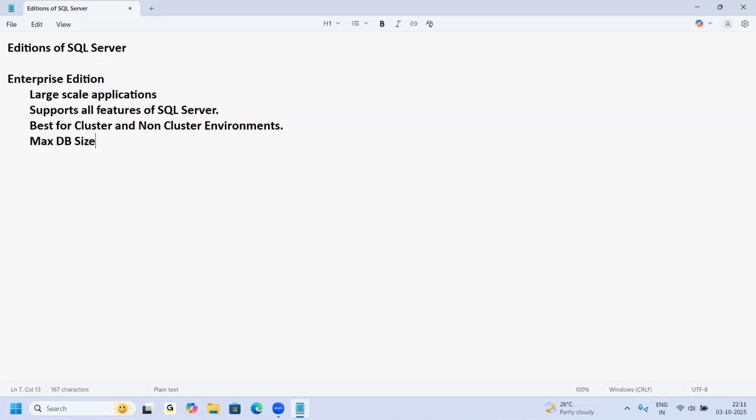Maximum database size can be 524 petabytes. That is the database capacity of SQL Server.